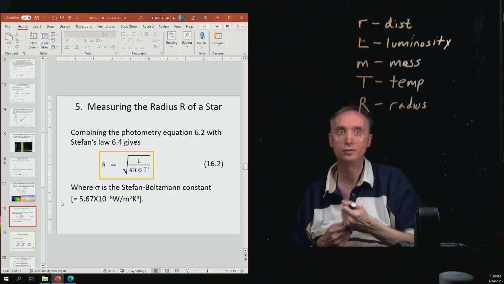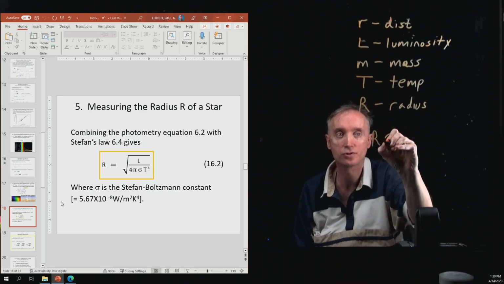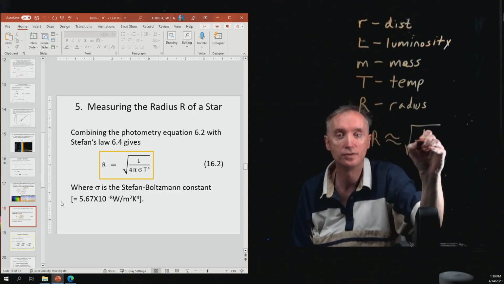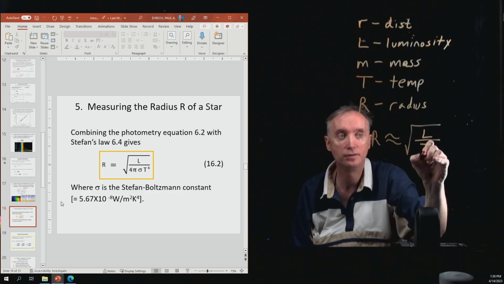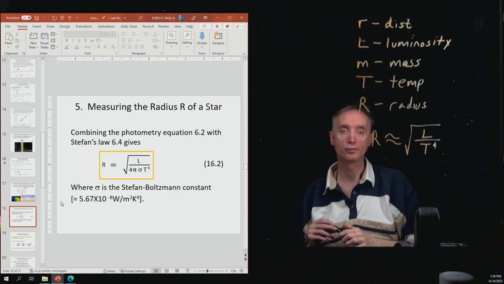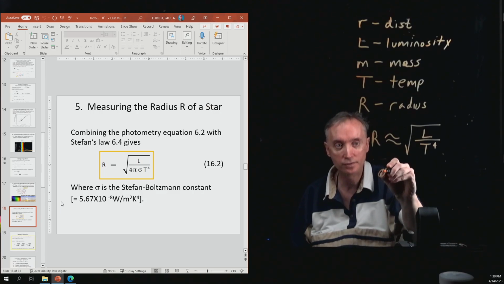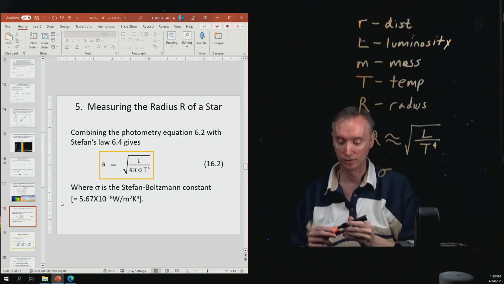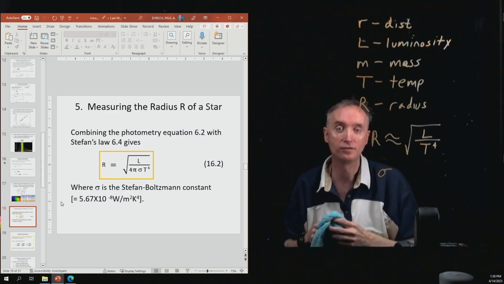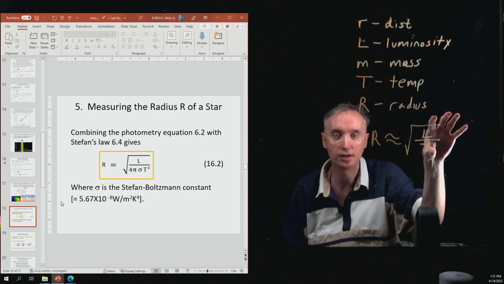So we could write it like this if we wanted to. We could say r is proportional to the square root of L divided by T to the 4th. So we get rid of the 4 pi thing and then get rid of the sigma thing. The sigma is this thing. It looks kind of like a 0, but it's not. And so that's a fundamental constant of nature. So the formula is basically this thing right here.